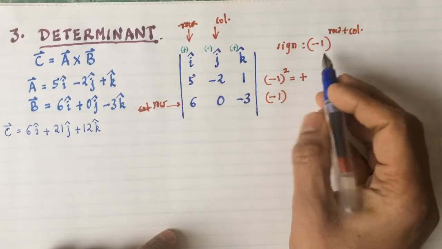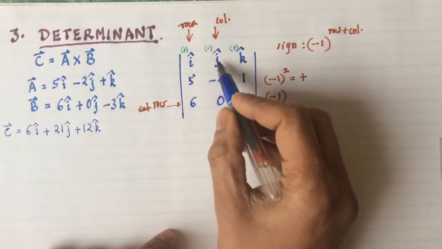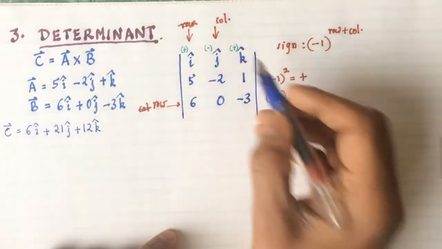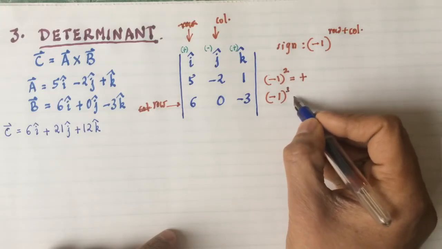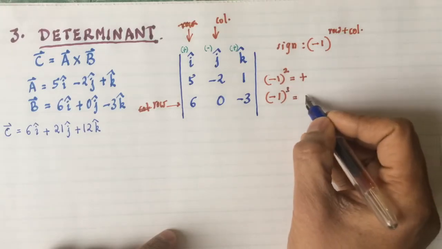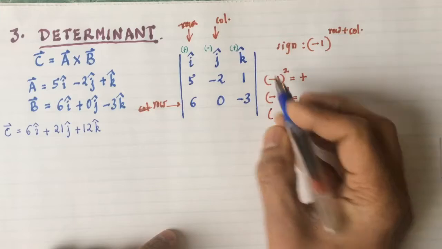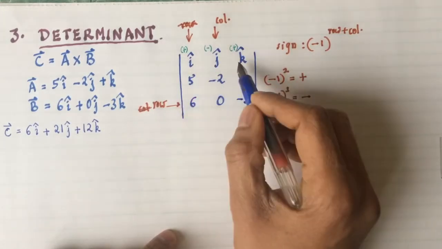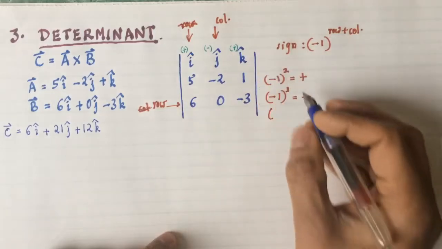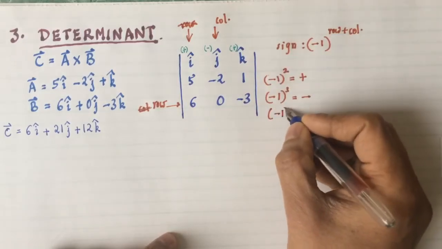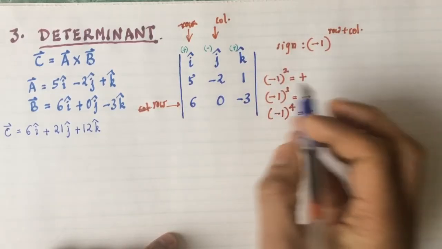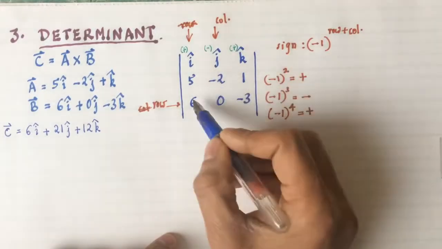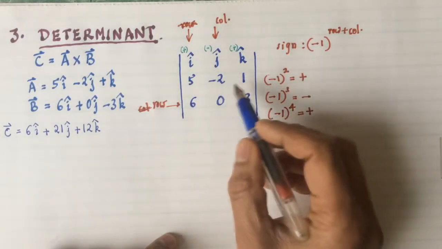So j hat's going to be row number 1, column number 2. 1 plus 2 is 3, and negative 1 to the third power is just negative. And let's do the last one. Row number 1, column number 3, so that's going to be negative 1 to the power 4, which is plus. And you can go around assigning the signs for all the remaining ones, but I'm not going to do that.